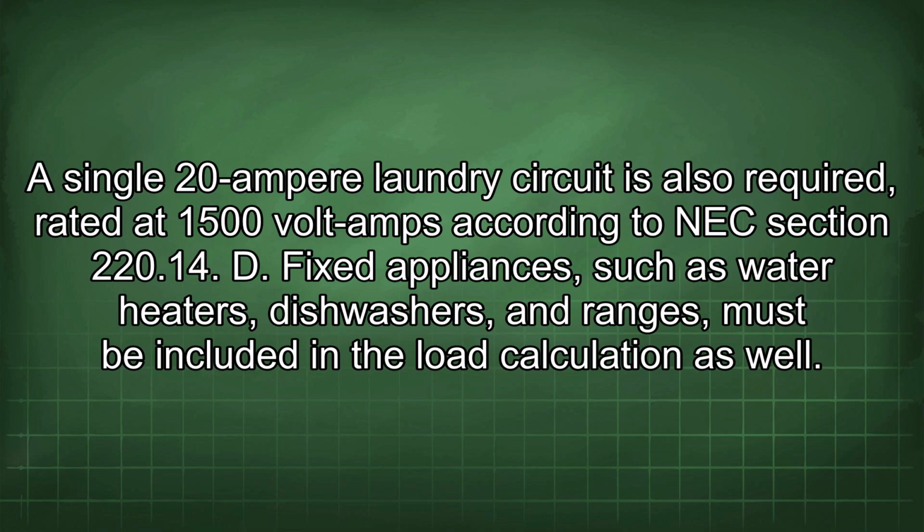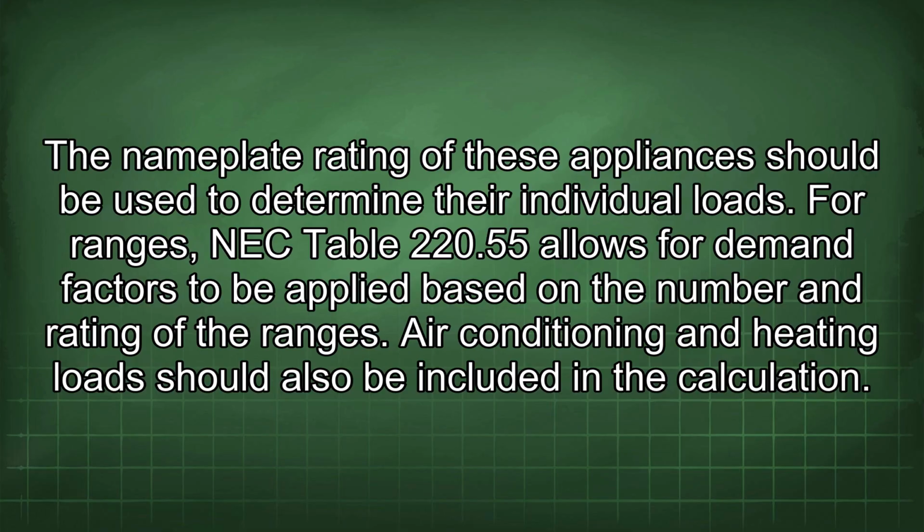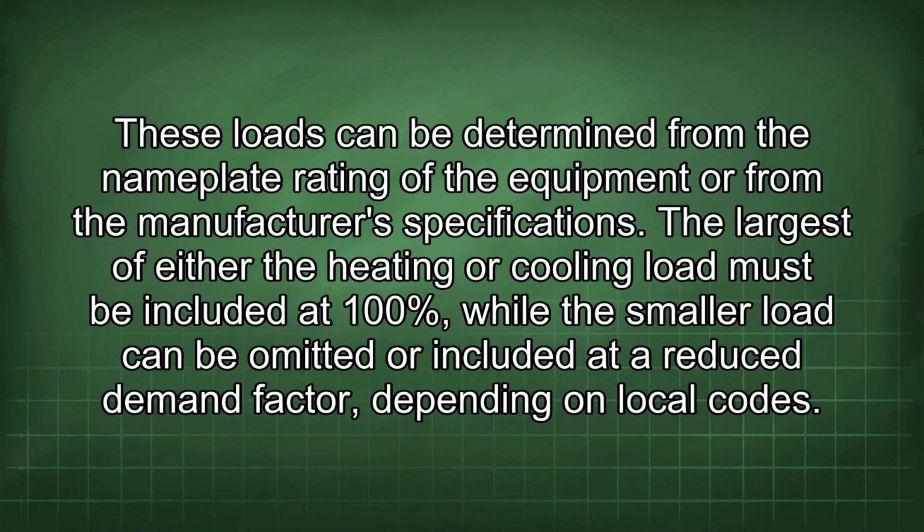Fixed appliances, such as water heaters, dishwashers, and ranges, must be included in the load calculation as well. The nameplate rating of these appliances should be used to determine their individual loads. For ranges, NEC Table 220.55 allows for demand factors to be applied based on the number and rating of the ranges. Air conditioning and heating load should also be included in the calculation. These loads can be determined from the nameplate rating of the equipment or from the manufacturer's specifications. The largest of either the heating or cooling load must be included at 100%, while the smaller load can be omitted or included at a reduced demand factor, depending on local codes.